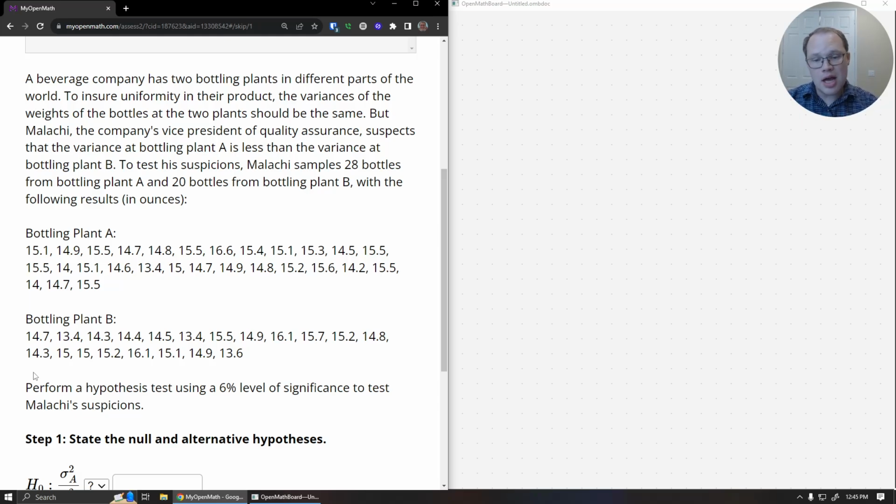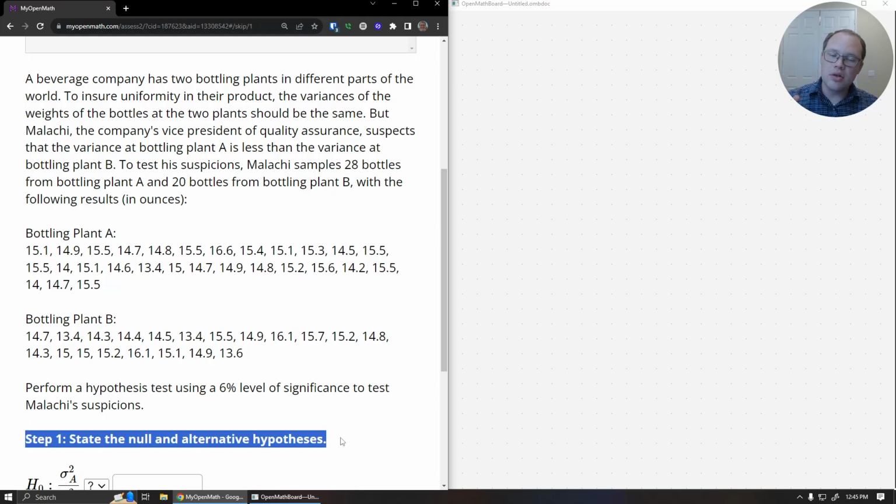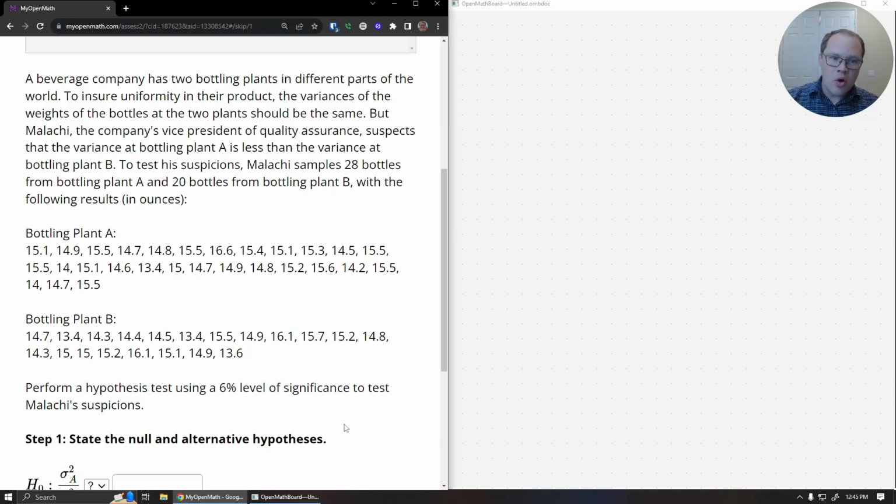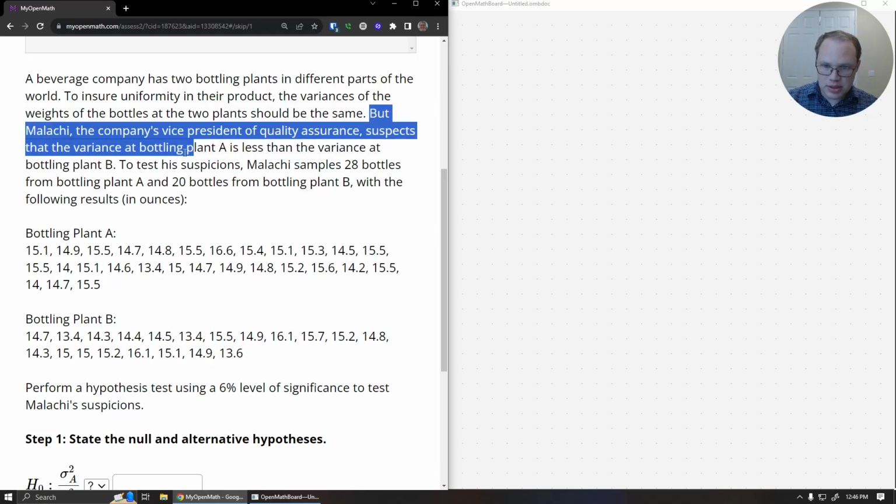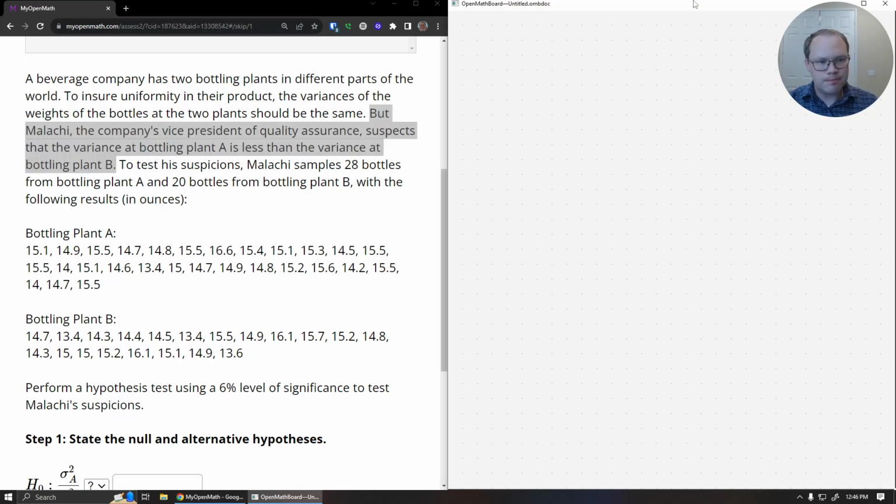So we want to conduct a hypothesis test. In step 1 of a hypothesis test, we need to state the null and alternative hypotheses. So let's take a look at the problem and see what the problem says we want to test here. Okay, so here we'll go to Malachi's suspicions. Malachi suspects that the variance at bottling plant A is less than the variance at bottling plant B. So let's translate that into math.